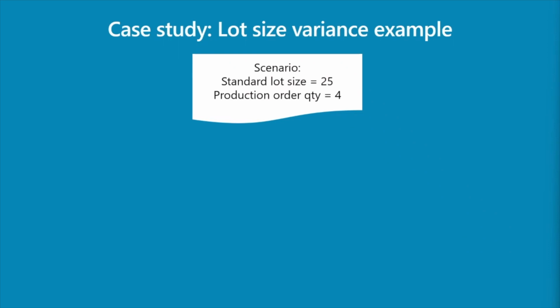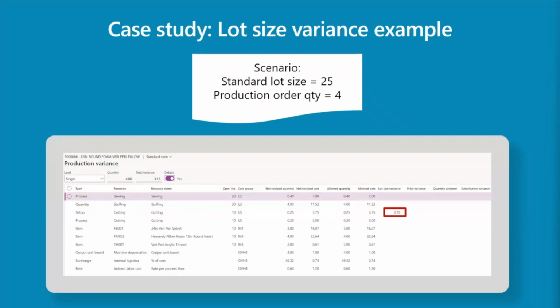After picking, reporting as finished, and ending our production order, we can see the variance in our production variance page. In our example, the variance is shown in the lot size variance column for the setup time on the cutting operation, which is our constant cost. The moral of the story in this case is to ensure that your default order quantity is set correctly when you run standard cost calculations.